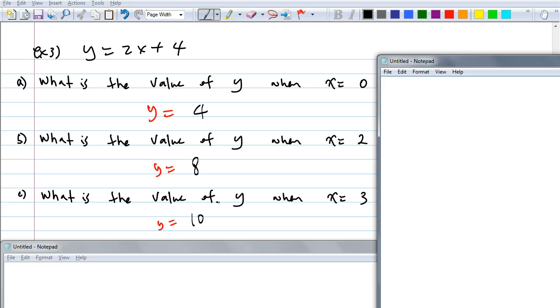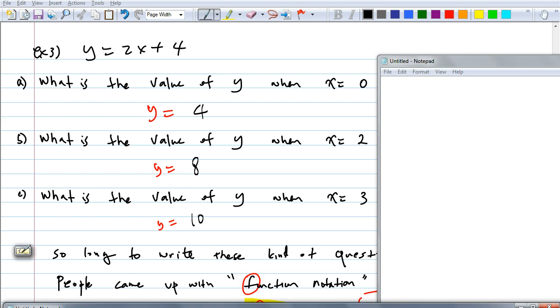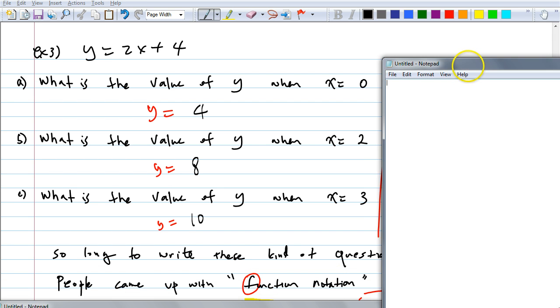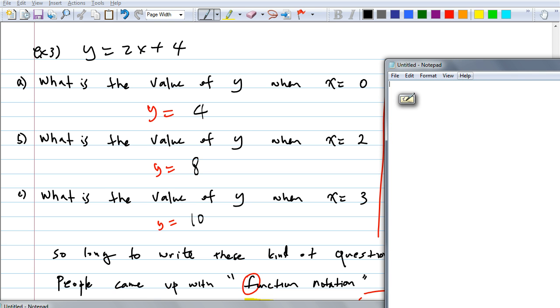Okay, so I'm trying to make a point. The hardest, or the longest part of this question is actually writing down the question. You see how it takes so long to say, what is the value of y when x equals whatever? So in math, we came up with a nice notation called function notation. Because it took so long to ask this simple question, we came up with function notation.